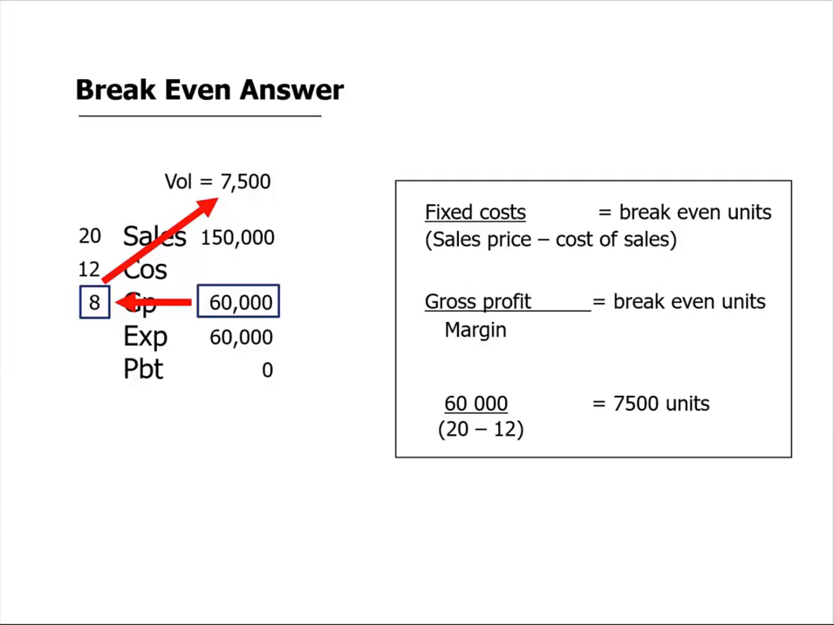I have to buy those 7,500 units from the supplier. So 7,500 times 12 Rand per unit will get me 90,000 Rands worth of cost of sales. And what we're left with is a simple income statement where 150,000 less 90,000 in variable costs leaves us with a gross profit of 60,000, less the expenses of 60,000 leaves us with a profit of 0, and we have described the business at the point of break even.